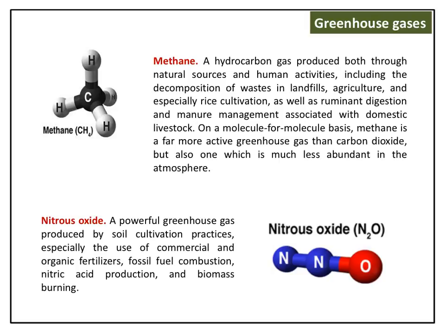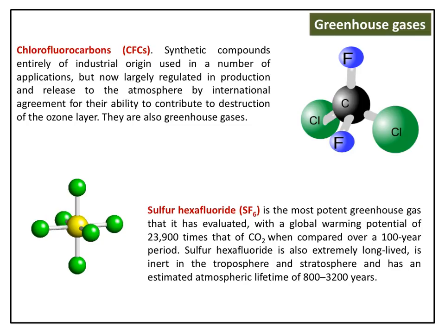Nitrous oxide. A powerful greenhouse gas produced by soil cultivation practices, especially the use of commercial and organic fertilizers, fossil fuel combustion, nitric acid production, and biomass burning. Chlorofluorocarbons, CFCs. Synthetic compounds entirely of industrial origin used in a number of applications, but now largely regulated in production and released to the atmosphere by international agreement for their ability to contribute to destruction of the ozone layer. They are also greenhouse gases.